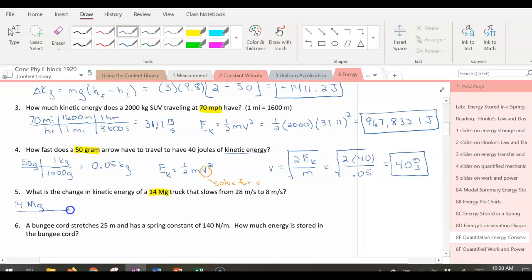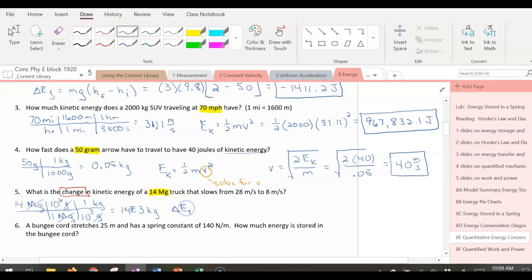14 megagrams, I know that 1 megagram is 10 to the 6 grams, but what I really need is kilograms. 1 kilogram is 10 to the 3rd grams. So see how my megagrams cancel, my grams cancel, and I'm going to be left with 14 times 10 to the 3rd kilograms. Okay, so let's see, it's looking for the change in the kinetic energy, and so I need to use the right formula for that.